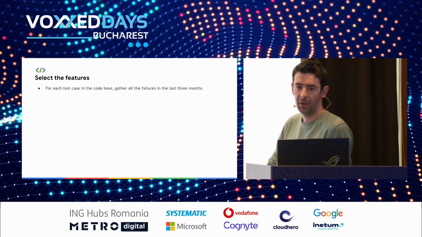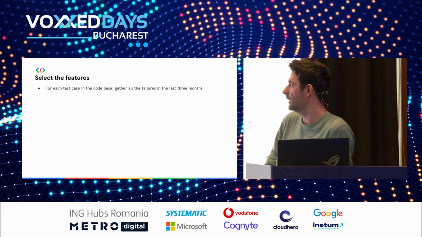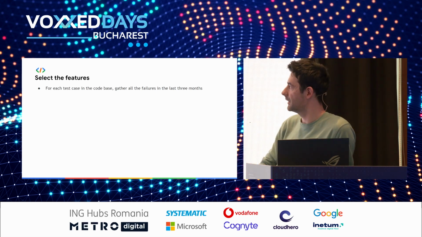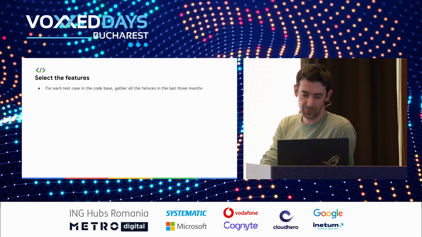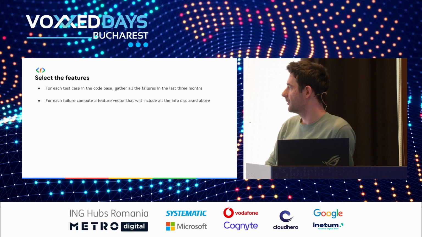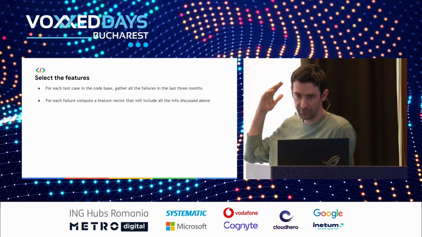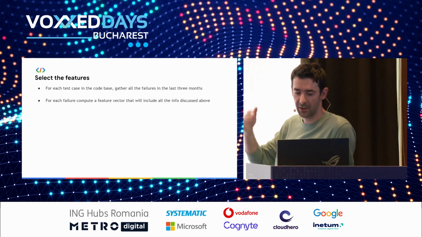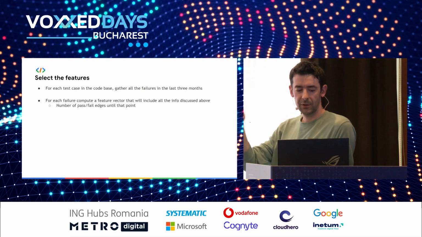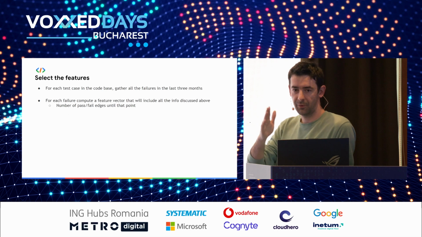You could have 1 month, 6 months. It's up to you. There's no hard limit on that. So we're going to get all the test failures, all the failures that we experienced in the last 3 months. And then for each failure, we're going to compute a feature vector that will include some of the information that we've just discussed, some of those intuitions. And what are those? We're going to count the number of passes and fails between different revisions.